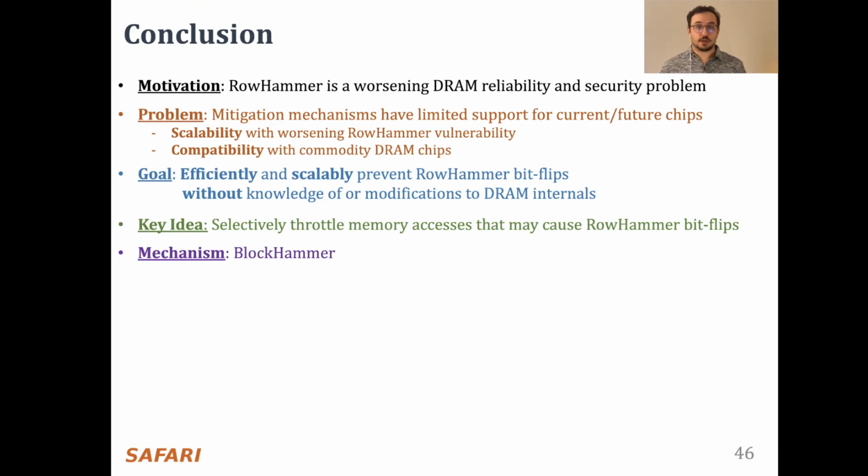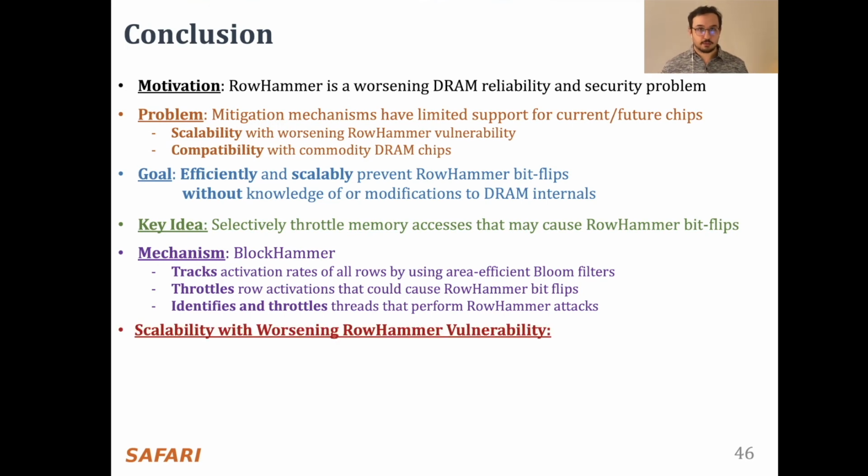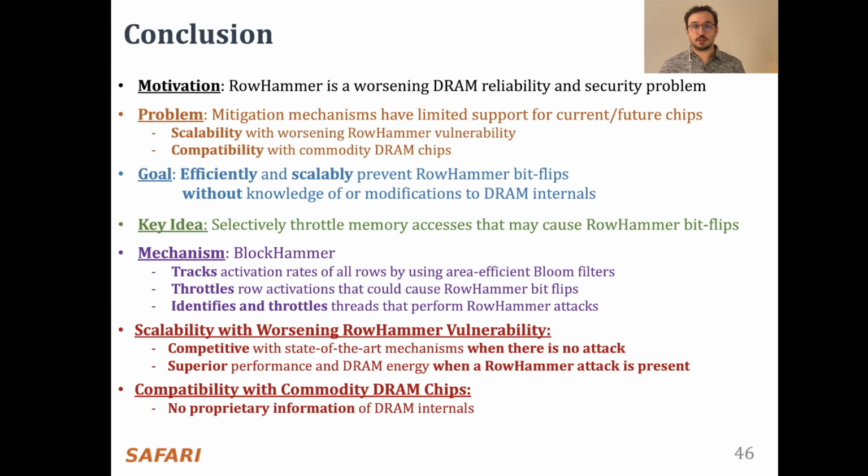Our mechanism BlockHammer performs 3 operations. First, it tracks activation rates of all rows using area-efficient Bloom filters. Second, it throttles row activations that could lead to RowHammer bit flips. And third, it identifies and throttles the threads that perform RowHammer attacks. We evaluate BlockHammer's scalability with worsening RowHammer and demonstrate that it is competitive with state-of-the-art RowHammer mitigation mechanisms when there is no attack in the system, and it provides significantly higher performance and lower DRAM energy consumption when a RowHammer attack is present. BlockHammer is compatible with current and future commodity DRAM chips because it requires neither proprietary information of DRAM internals nor modifications to DRAM circuitry.